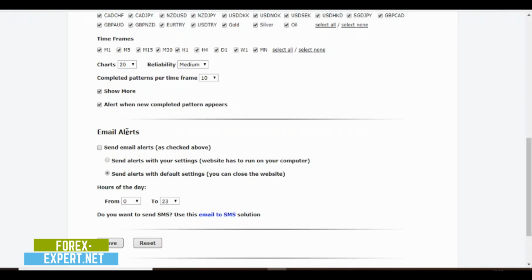This is the alerts section. You can decide to receive your signals in your mailbox or through SMS. And if you are a day trader, you will receive audible alerts on your device screen if you leave the website open. Once you have done everything, click on save.